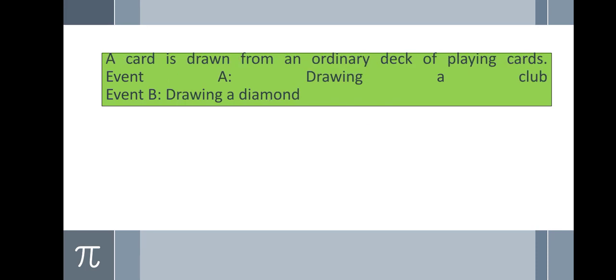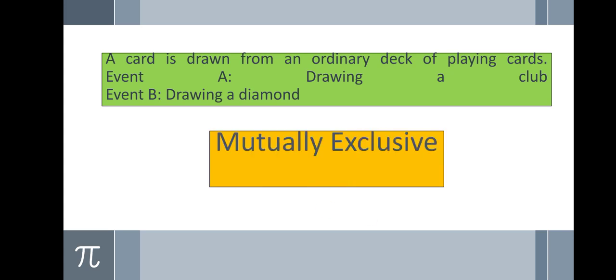A card is drawn from an ordinary deck of playing cards. Event A, drawing a club. Event B, drawing a diamond. Is there anything common to club and diamond? No, there is nothing common to club and diamond. Thus, this is mutually exclusive.